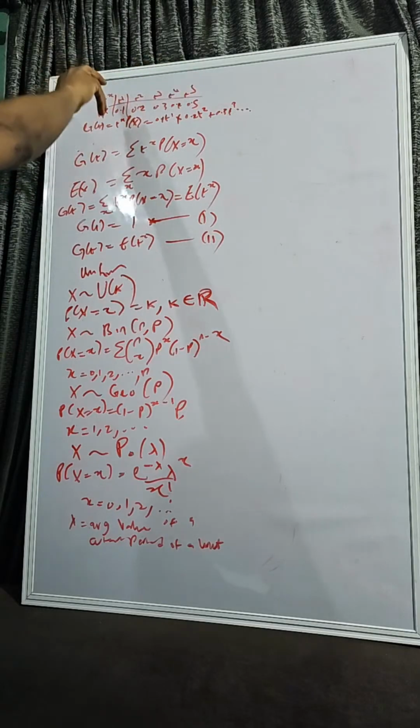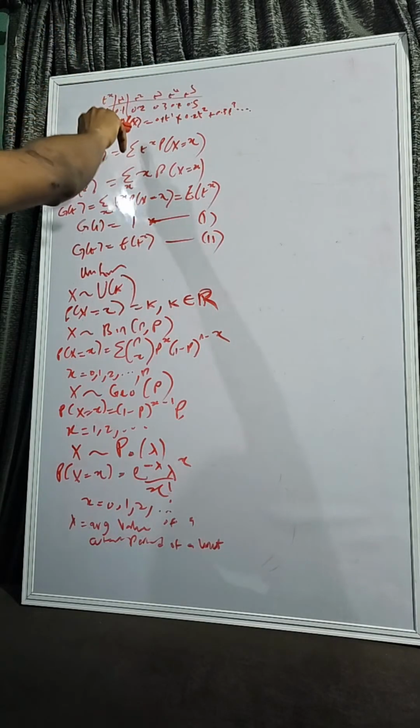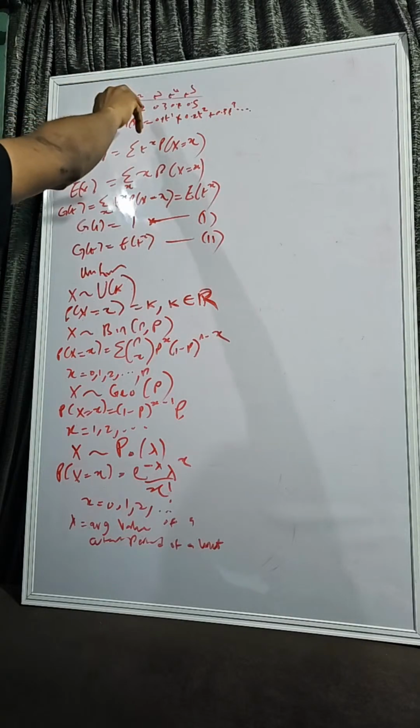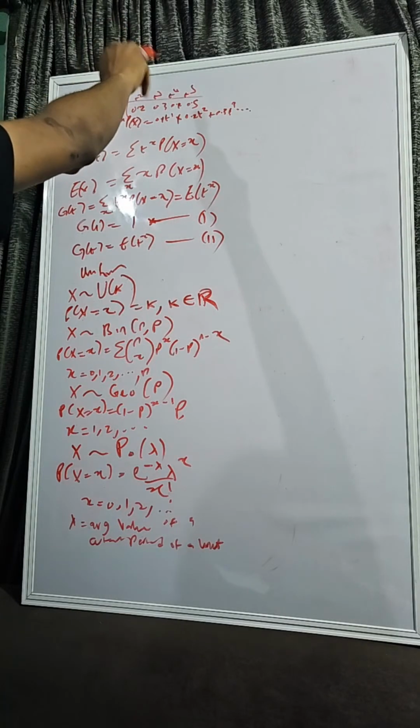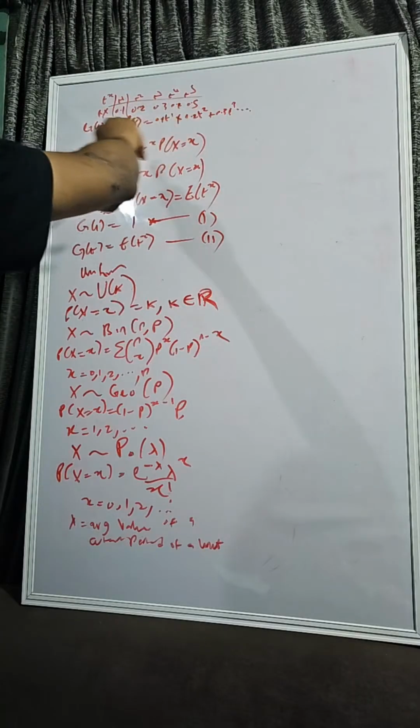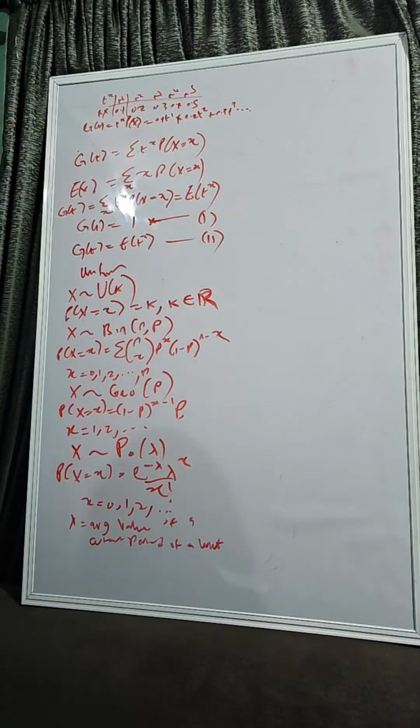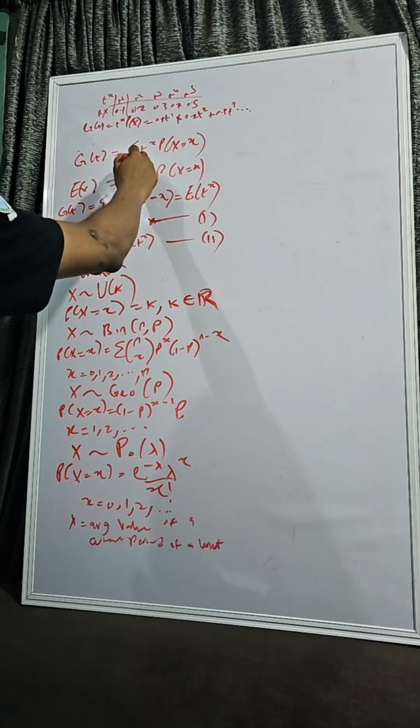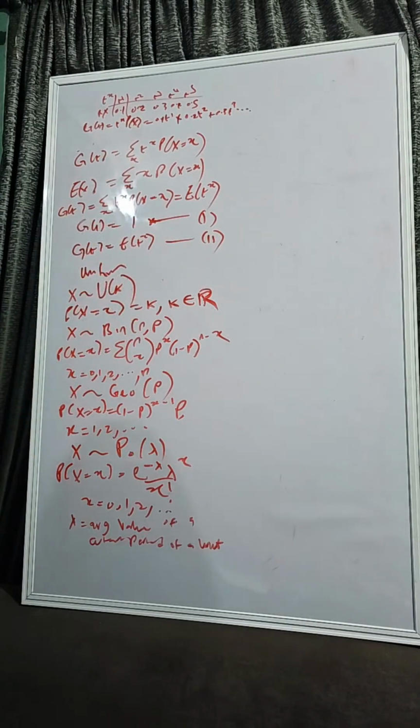So our PGF is T to the power X times P of X, which in this case will be what? 0.1 times T plus 0.2 times T squared plus 0.3 times T cubed and so forth. So the summation of all of that will give you our G of T, which is what we have here.